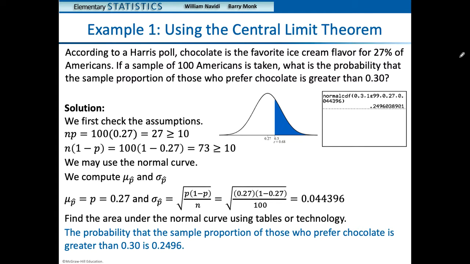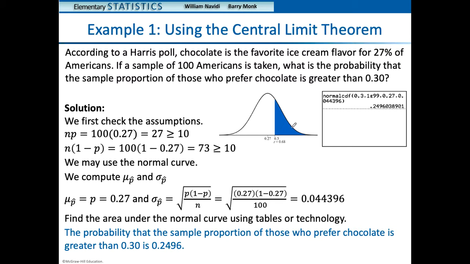So we can go ahead and sketch a normal curve. And this curve is centered over 0.27 because, according to the central limit theorem, the mean of the sampling distribution is equal to the population proportion, which is equal to 0.27. And we're trying to find the area under this curve to the right of 0.3. Okay? Because the question being asked is, what is the probability that the sample proportion of those who prefer chocolate is greater than 0.3? So we shade the area under the curve that we want to find right there. Okay?